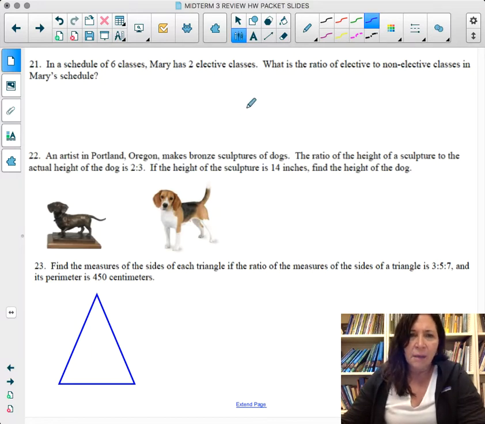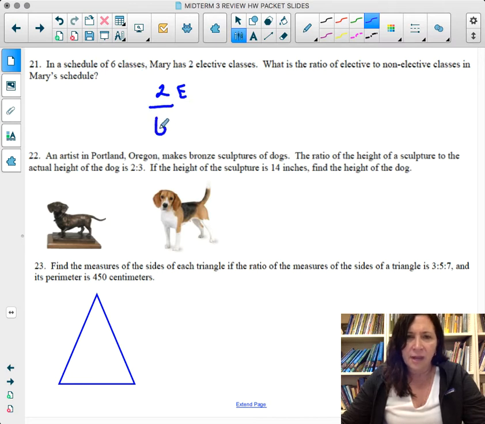21. It says, in a schedule of 6 classes, Mary has 2 elective classes. So she has 2 elective classes out of, what, 6? Okay, so out of 6 classes. So what is the ratio of elective to non-elective? So it's just 2 to 6, which is what, 1/3?